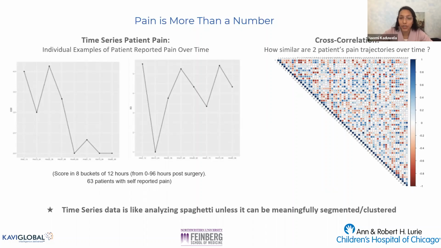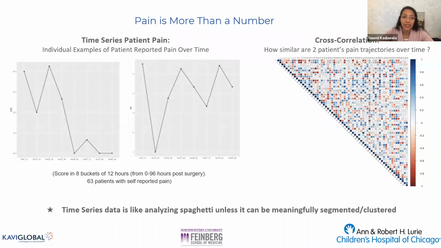Time series, or looking at the pain over time, which is what you see on the left here. So Renee was already experimenting with time series data when I met her and plotting this patient pain over time. So what you see on the left is a patient with decreasing pain from 0 to 96 hours post-surgery versus on the right, a patient who's having some volatile, kind of increasing pain trajectory post-surgery. But with 63 patients, you end up with a lot of time series charts. It's just like a lot of spaghetti charts.